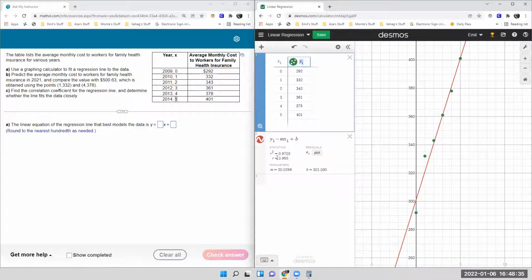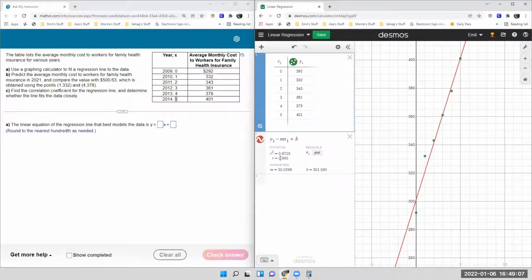Now, what you're looking at is the analysis completed by Desmos. You can see the slope here is 20.0286 and the y-intercept is 301.095. Another value you want to look for is R. R is the correlation coefficient. It is a measure of how well the line actually fits through the scatter plot, which is what we're looking at here. And you want the absolute value of this number here to be close to 1.